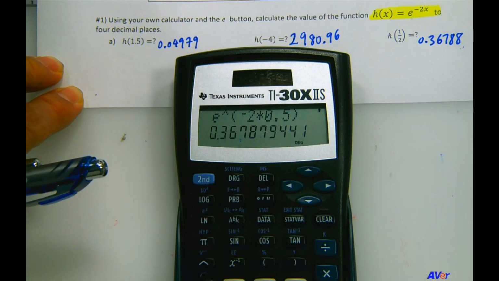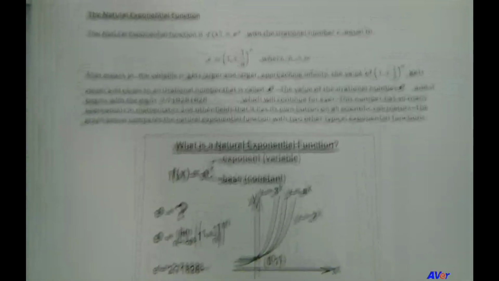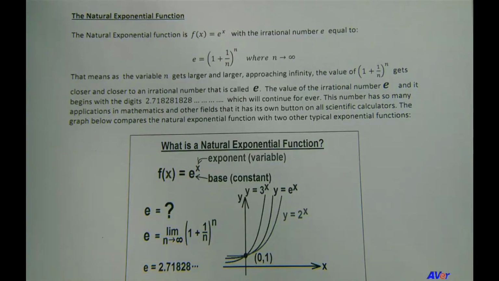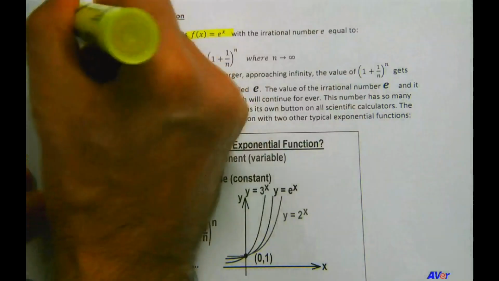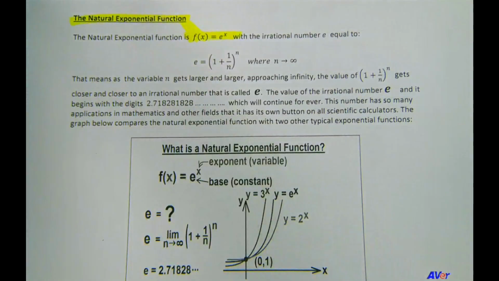Okay. I hope just going through this helped you figure out where the buttons are, the E button, and how to input that calculation. All right. So the natural exponential function, which is that e to the x, let me highlight it. So this is the function, and it's called the natural exponential function, that one. Okay, and the e part is what we had in our calculator.